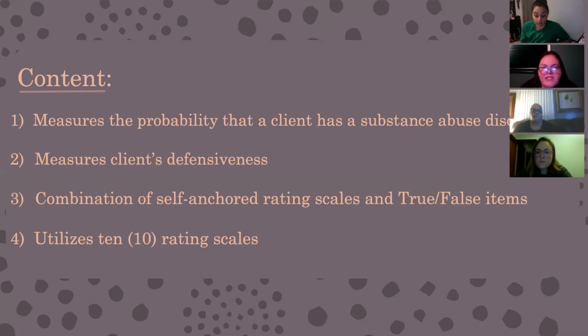More specifically, it uses direct content items like, I have used alcohol or pot too much, and indirect content items like, I am rarely at a loss for words. The SASSI-4 utilizes 10 rating scales with 3 direct and 7 indirect items. The indirect responses to some items can be used to establish defensiveness scores due to the client not responding honestly or incongruently, both of which have huge implications for successful recovery.